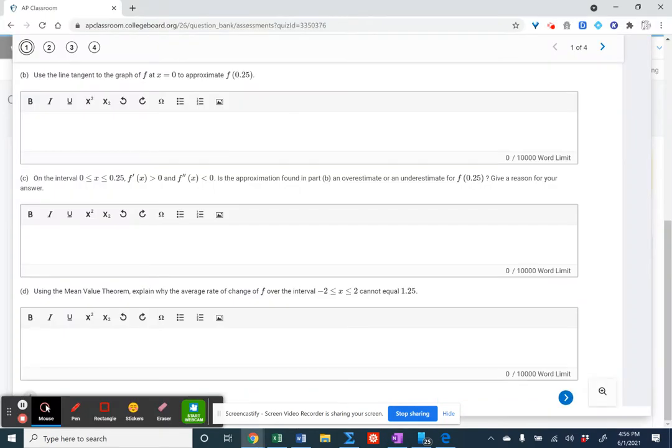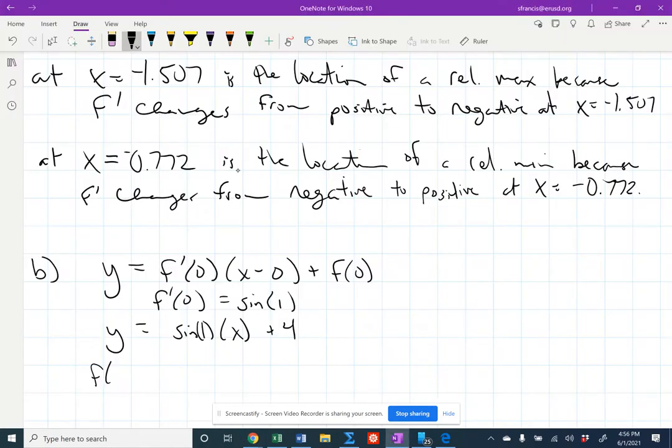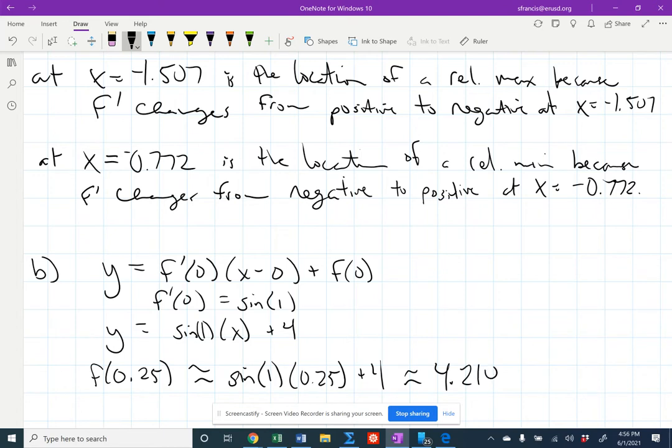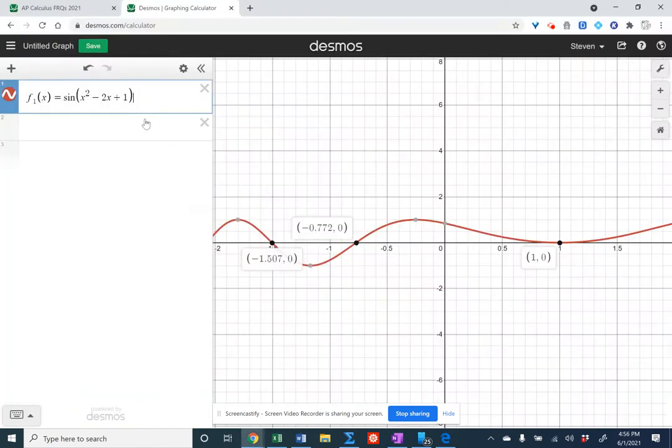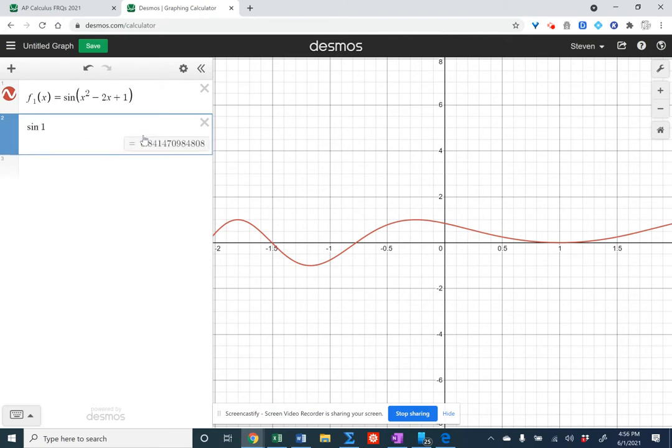I'm sorry, I got to go back right now. We're doing f of 0.25. So f of 0.25 is approximately the sine of 1 times 0.25 plus 4, which is about 4.210, I think. I'm going from memory here. But let's go type this in. Sine of 1 times 0.25 plus 4.